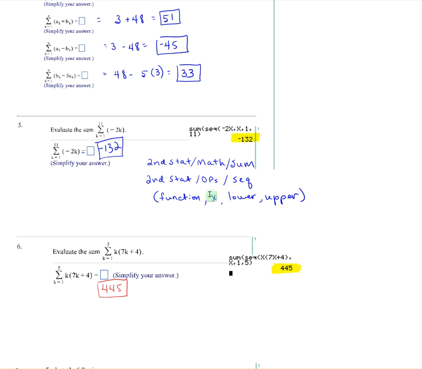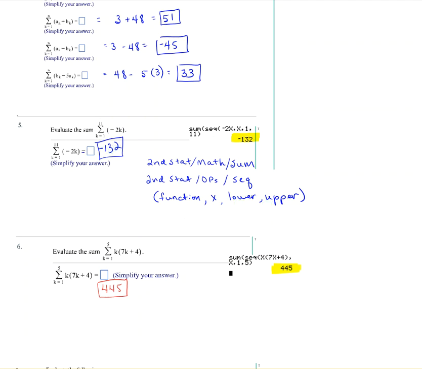And the directions here are for anybody that has an older operating system, an 83 or an 84 that isn't as updated. You would have to go to second stat, over to math, and get sum. It would put sum on there. And then second stat ops, and go to seq for sequence. So you'd have sum, seq, and then you'd have an open parentheses. You put the function, comma, the variable x, comma, and then the lower, which is 1, and the upper, which is 11. And then you would do that and you would get it.